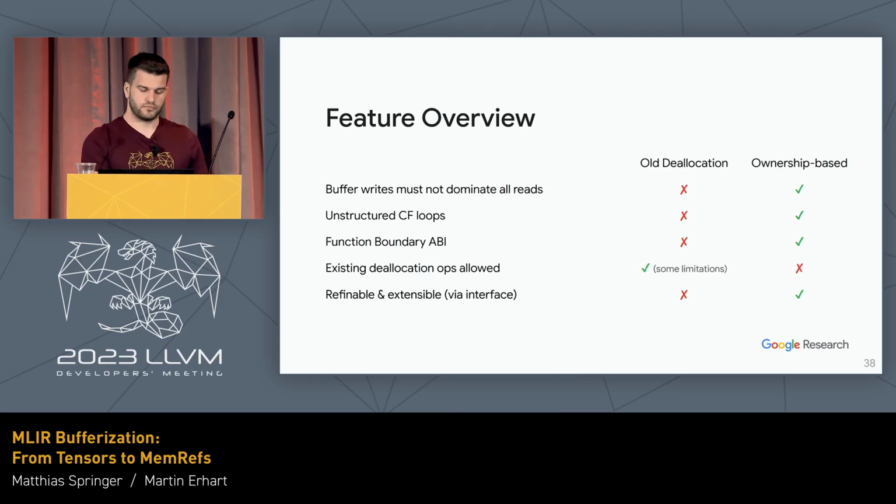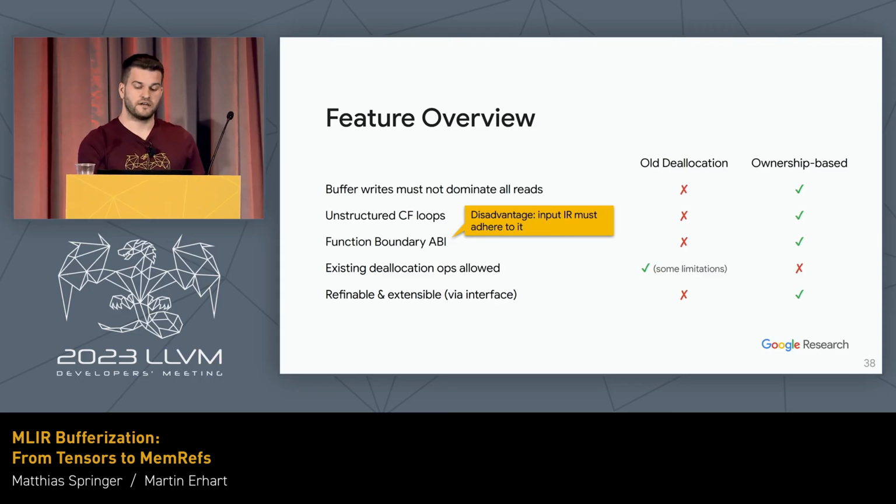To give a brief overview and a little comparison of the old versus the new pass. As already mentioned, the old pass had this assumption that the buffer writes must dominate the buffer reads. That's not the case anymore for the new deallocation pass, so it can be used safely after one-shot bufferization. The old pass did not support unstructured control flow loops, whereas the new one does. The new one also defines a proper function boundary ABI, which has the disadvantage that the input IR needs to adhere to it. But on the positive side, the function boundaries are handled consistently, and you can implement canonicalization optimizations against that.